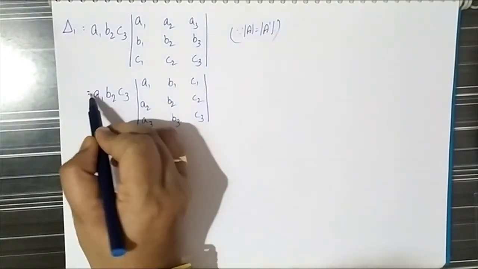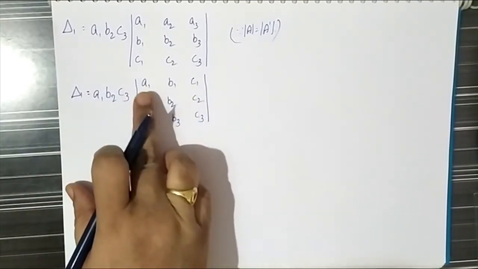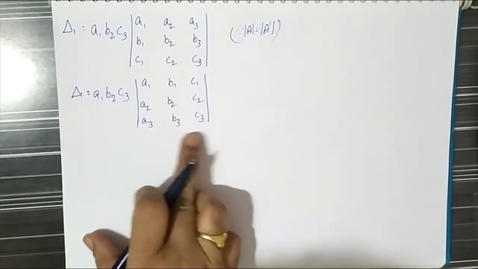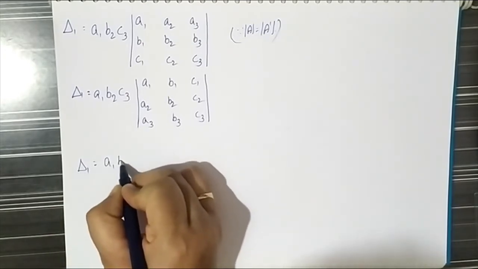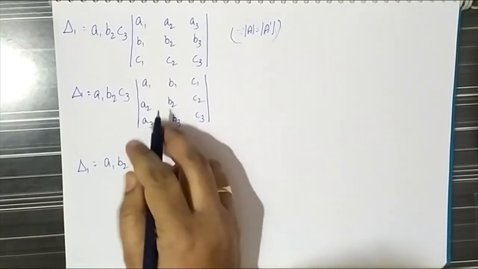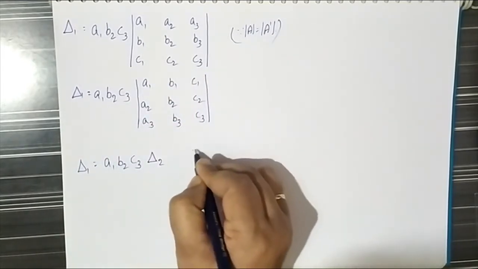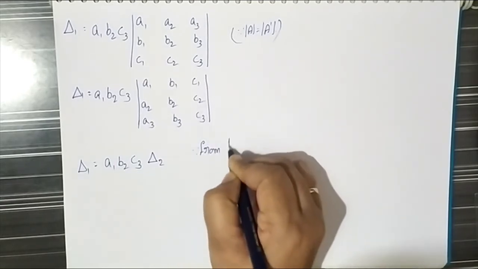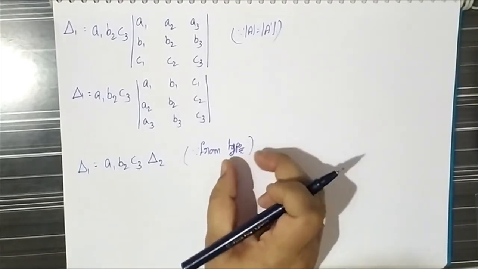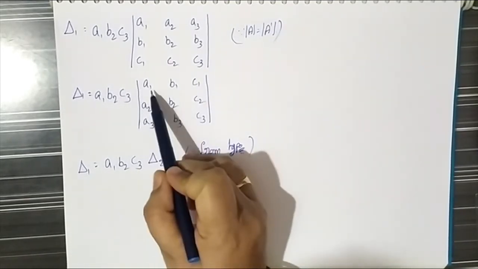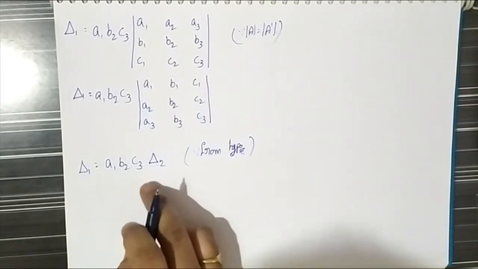Then this delta 1 value is equal to A1 B2 C3, determinant A1 B1 C1, A2 B2 C2, A3 B3 C3. That is, delta 1 is equal to A1 B2 C3 into this determinant, whose value is equal to delta 2 from the hypothesis. From the problem statement, we have that delta 2 value is determinant A1 B1 C1, A2 B2 C2, A3 B3 C3.